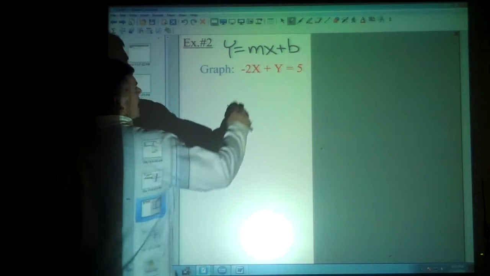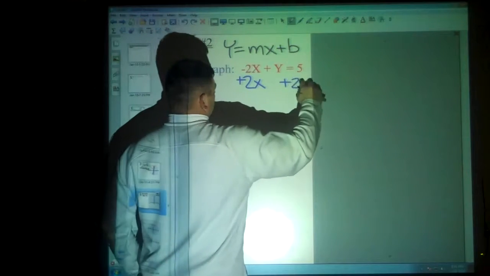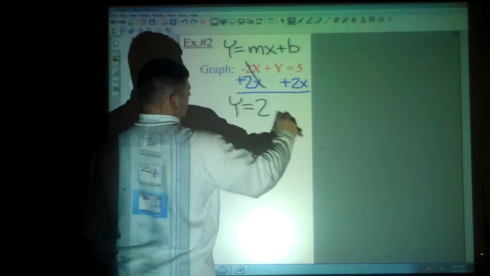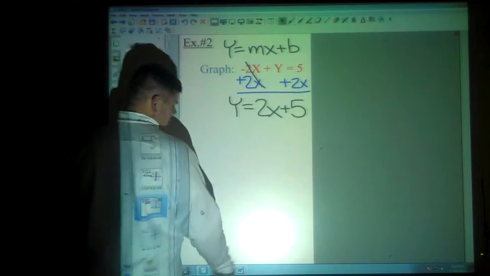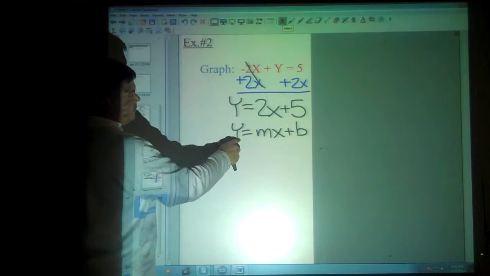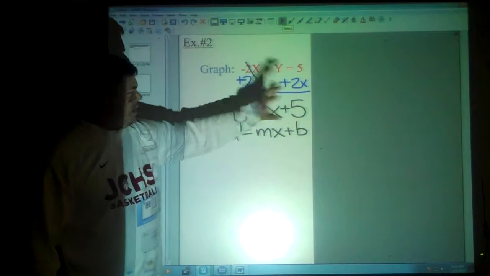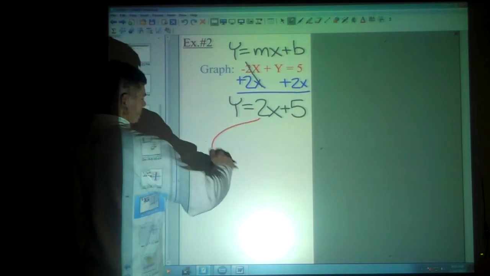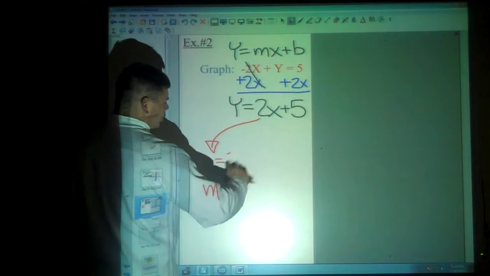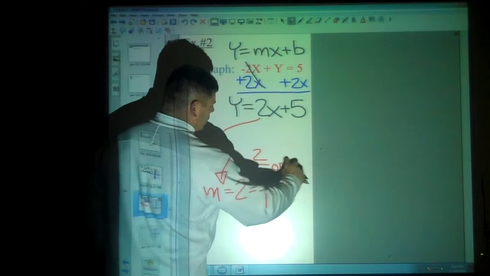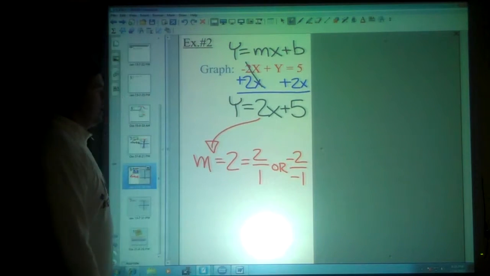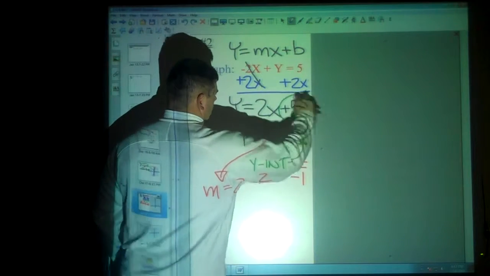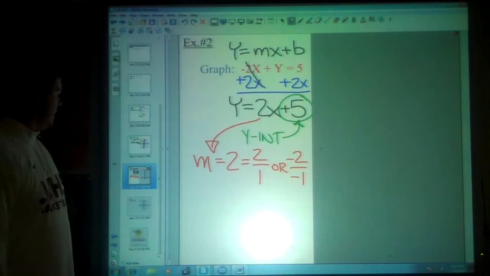The way I play the shuffling game is I add 2x to both sides. Now I end up with y equals 2x plus 5, which, if you ask me, looks pretty similar. Y equals mx plus b looks like the same form. So we've got all the information we need. The slope is 2, which is 2 over 1, or negative 2 over negative 1. And we have our y-intercept at positive 5.